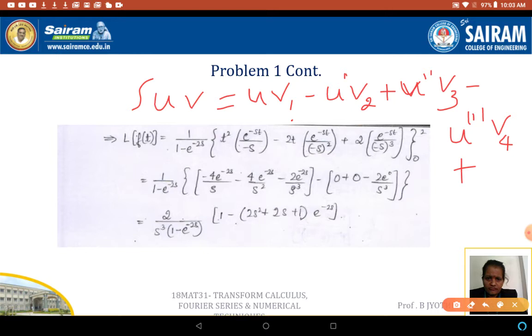So here, when t square is there, first u will be t square, u dash will be 2t, and u double dash will be only 2.